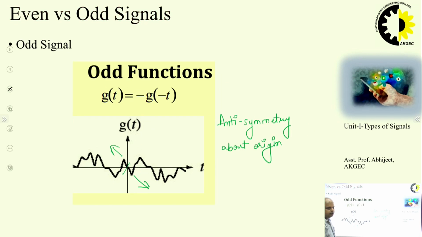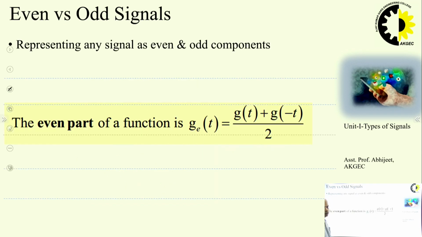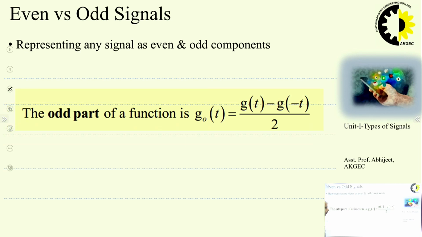A signal is said to be an odd function or odd signal if g of t is equal to minus g of minus t. In this case, the symmetry is actually anti-symmetry about the origin. So the first and third quadrants, or the second and fourth quadrants, will look opposite in nature. This is what an odd signal looks like. If there is any signal g of t, we can find its even part by this formulation. The even part of the function g of t can be evaluated by calculating g of t plus g of minus t, divided by 2. Similarly, the odd part will be the subtraction.